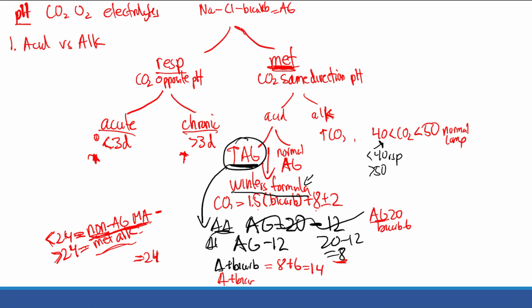So again, let's just review everything. This is a ton of stuff I told you, and I'll show you a quick problem. Again, easy and simple: step 1, figure out acidosis versus alkalosis. Step 2, is it respiratory or is it metabolic? Step 3, if it's respiratory, is it acute or is it chronic? Step 4, for metabolic.